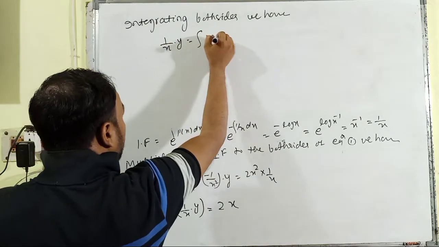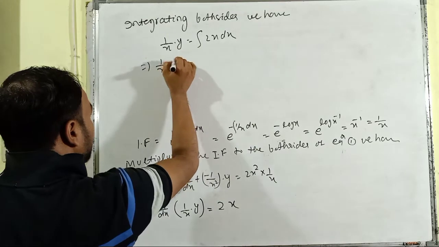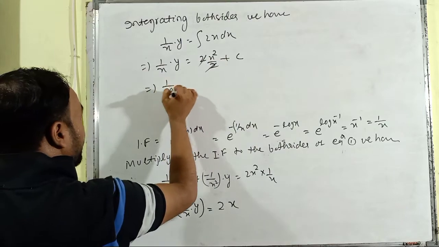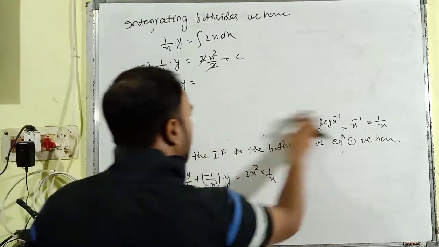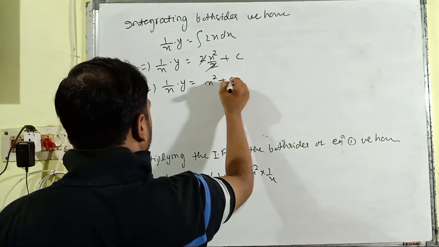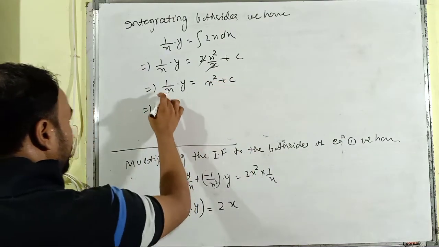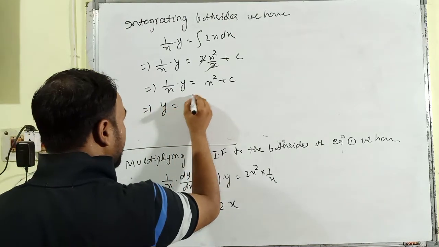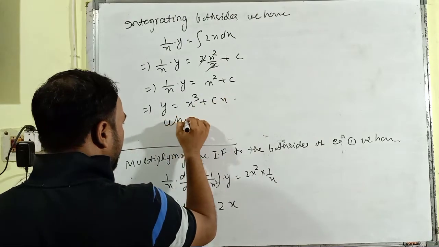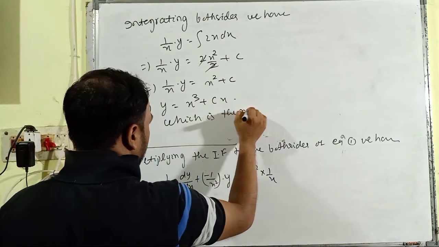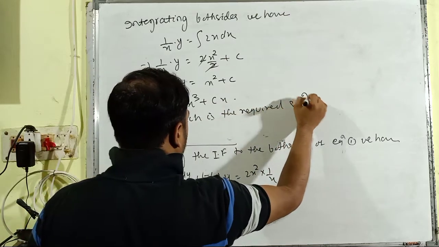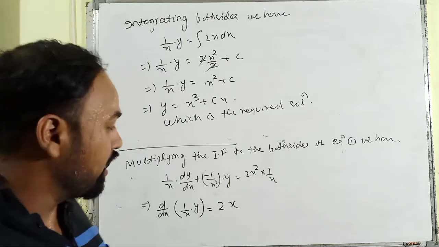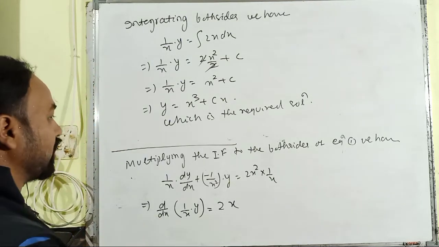Then it is the integral of 2x dx. So 1 upon x multiplied with y equals 2x square by 2 plus c, which is x square plus c. Just changing the side of 1 by x, we have the required solution: y equals x cube plus cx. So this is all about the problem based upon the first form of the linear differential equation. Let us move towards another problem.